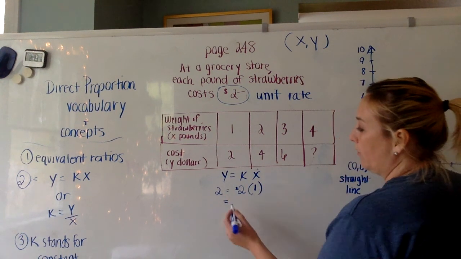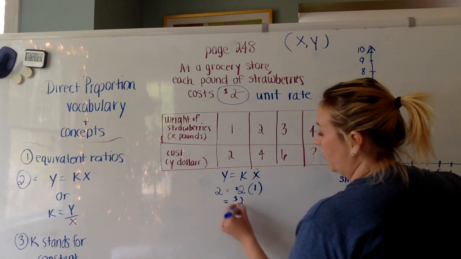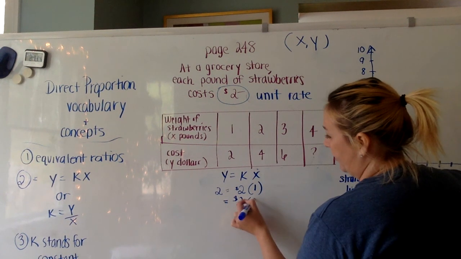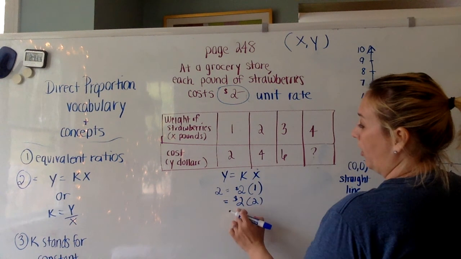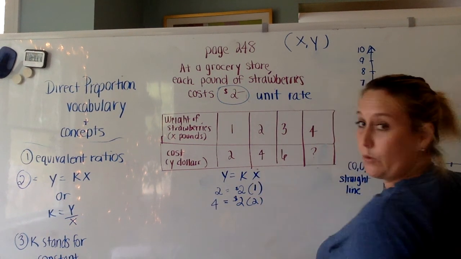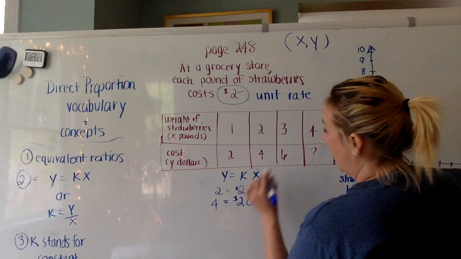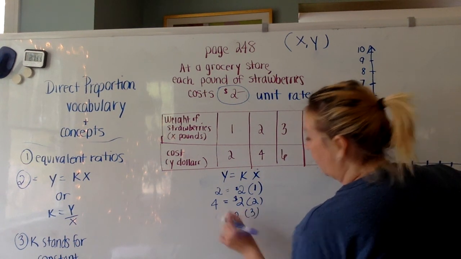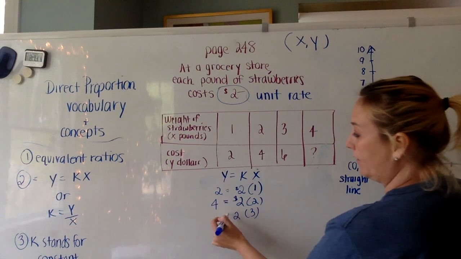But still using this formula, I've got my k is 2, so x. And this one I'm going to say x is 2. So hopefully our constant times our x should be equal to our y, which is 4. So that worked. Here, our x is going to be 3. So we're multiplying 3 times our constant, which was $2.